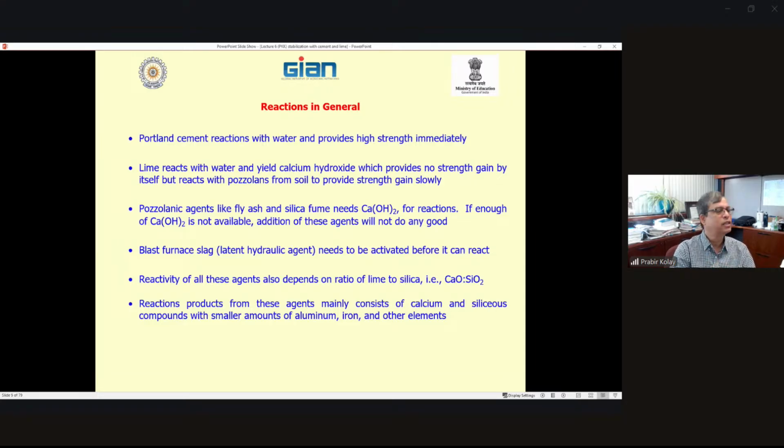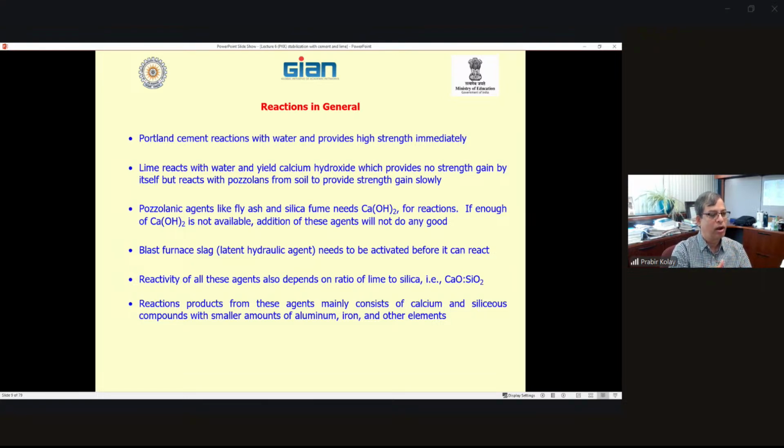As I mentioned, we need to check the reactions in general. Portland cement reacts with water to provide high strength immediately. Again, there are different types of cements. There are immediate initial setting time cements, the quick cement, where the reaction will be much faster. Then the lime. These are just general reactions. For the cement, it reacts immediately.